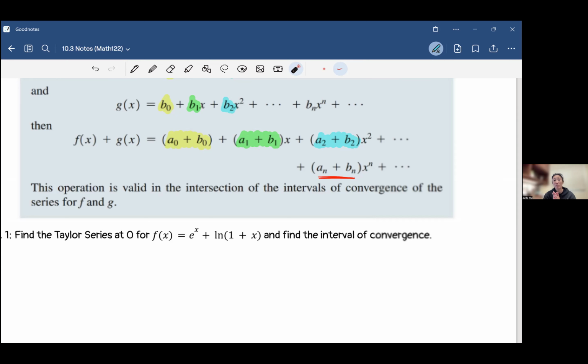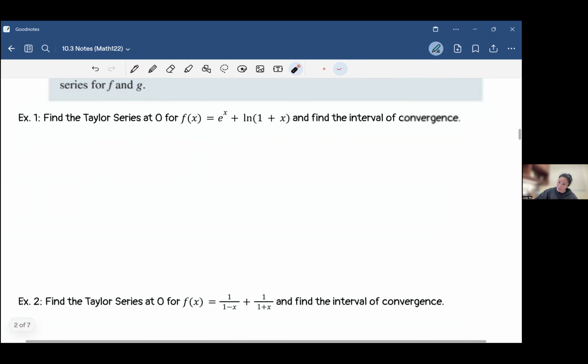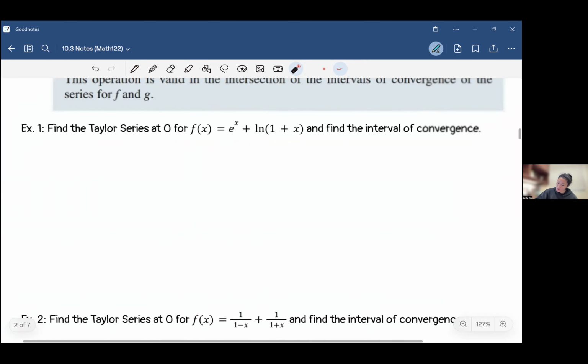Okay? The interval of convergence can't just be where one of them is converging. It has to be where they're both converging, okay? All right, so let's start with question number 1.